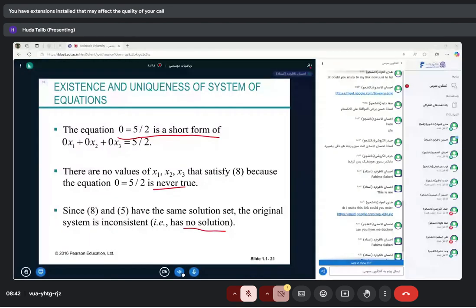So, brothers, any question? Excuse me, Doctor. Can you hear me, Doctor? Yes. Doctor, we have an issue entering the class. We are more than 40 students who can't enter the class.